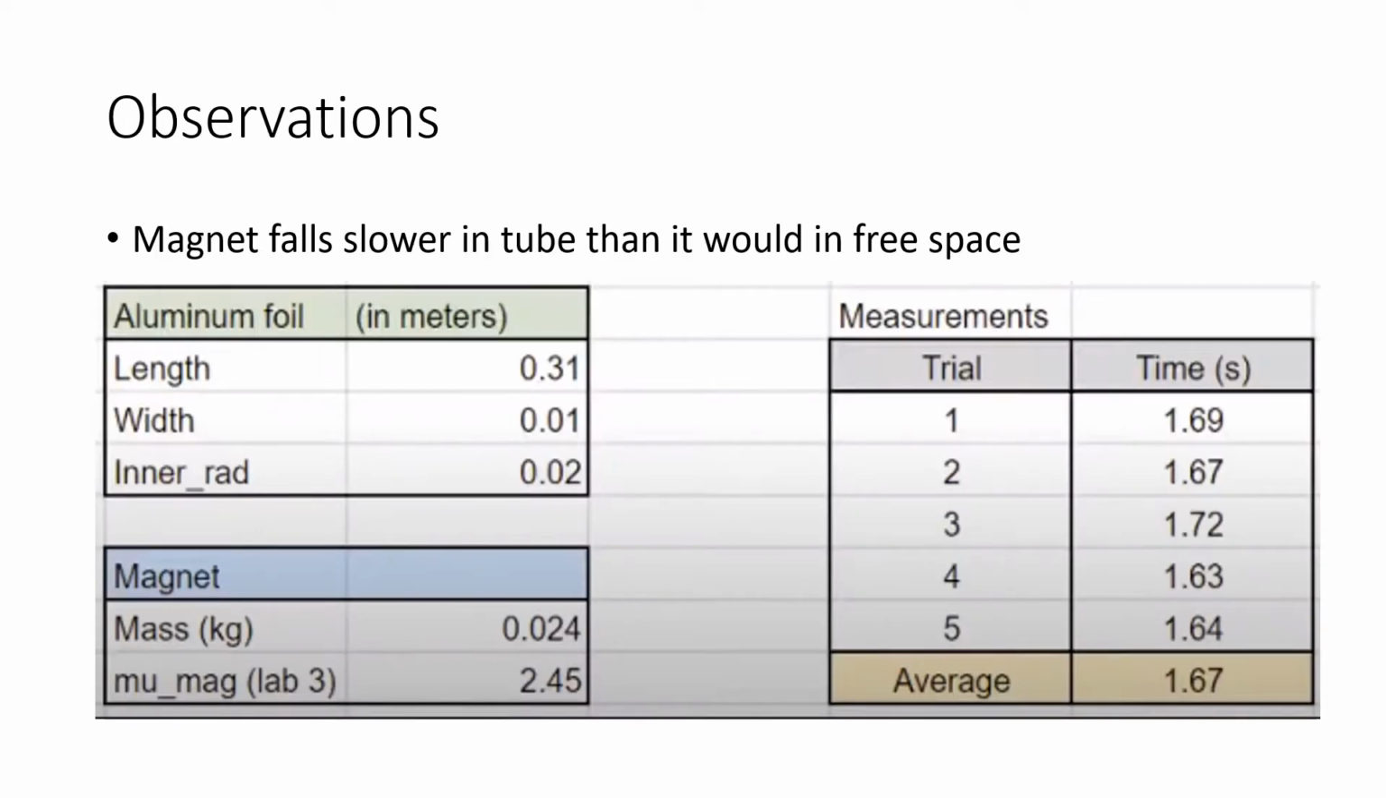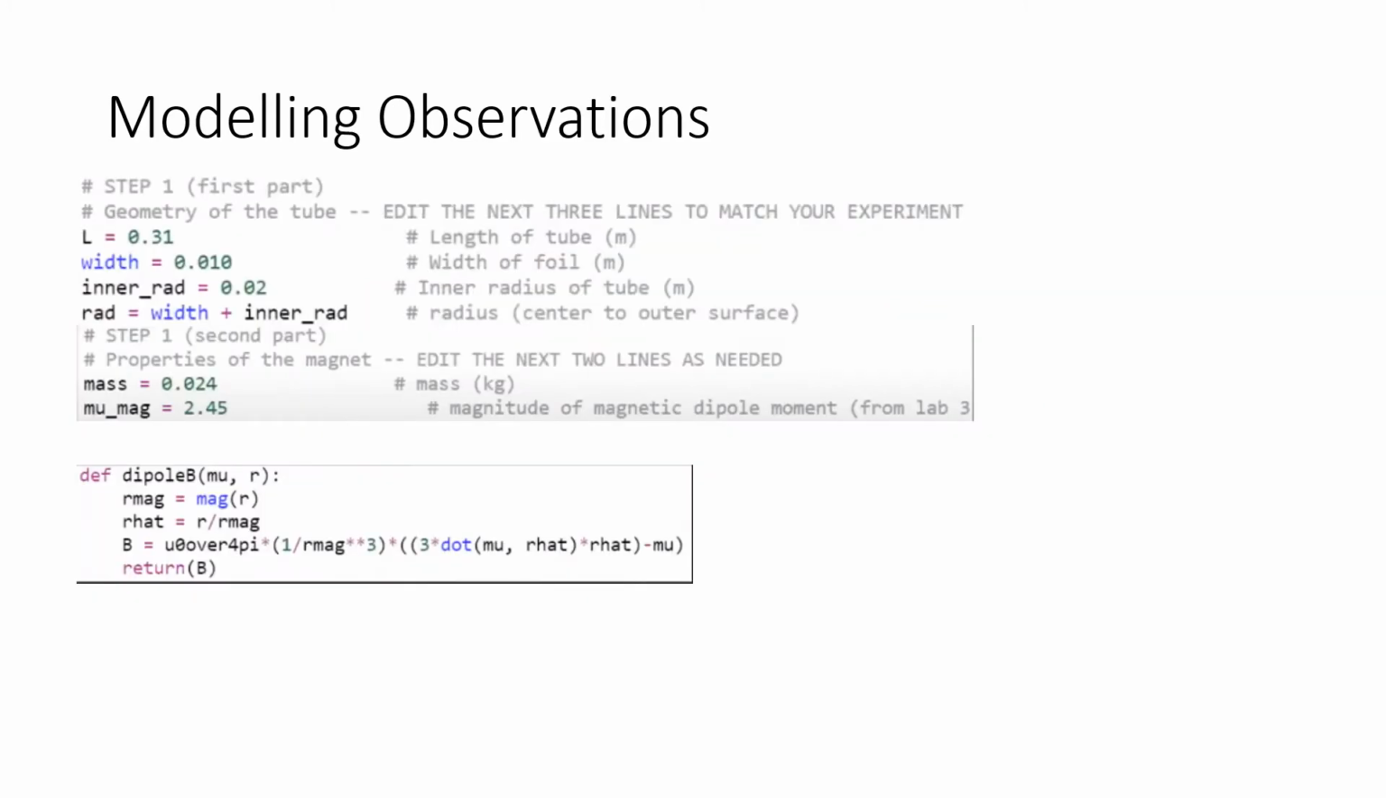Observations, we found these are the calculated initial values. We found that the average time that the magnet took to drop in real life was 1.67 seconds. Modeling observations, those are our initial values on the top. Bottom, we have our dipole, and we calculate that, and that's what we got from Lab 3.